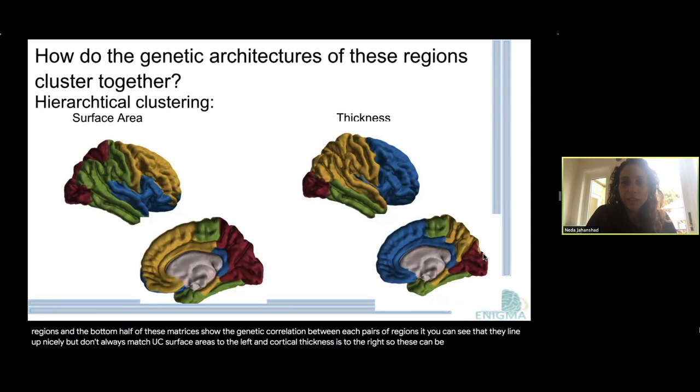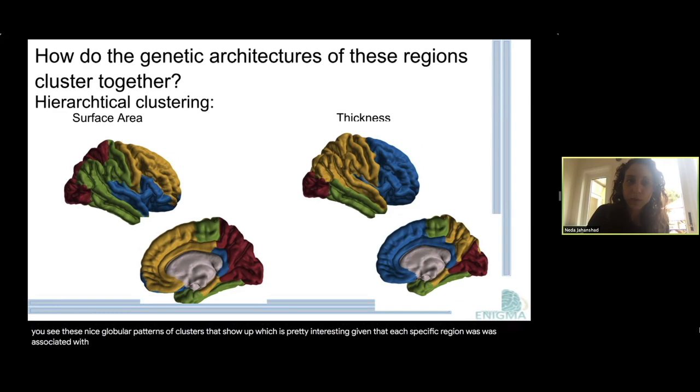These can be taken further. You can do a hierarchical clustering on all the surface area results across all the regions and also all the thickness results across the regions. And you see these nice lobular patterns of clusters that show up, which is pretty interesting given that the GWAS for each specific region was run independent of all neighboring regions.